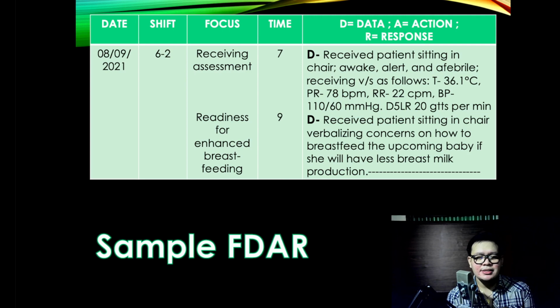So it states receive patient sitting in chair, verbalizing concerns on how she can breastfeed the upcoming baby if she will have less breast milk production. So probably the patient's baby is still in the nursery, no, and it would be transported to her or it would be roomed into her now, no? So you're trying to ready the patient to do breastfeeding for her infant.